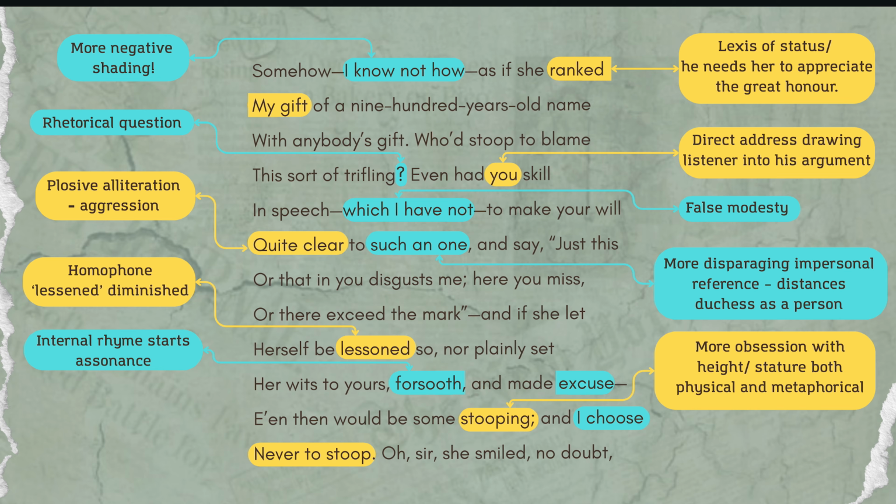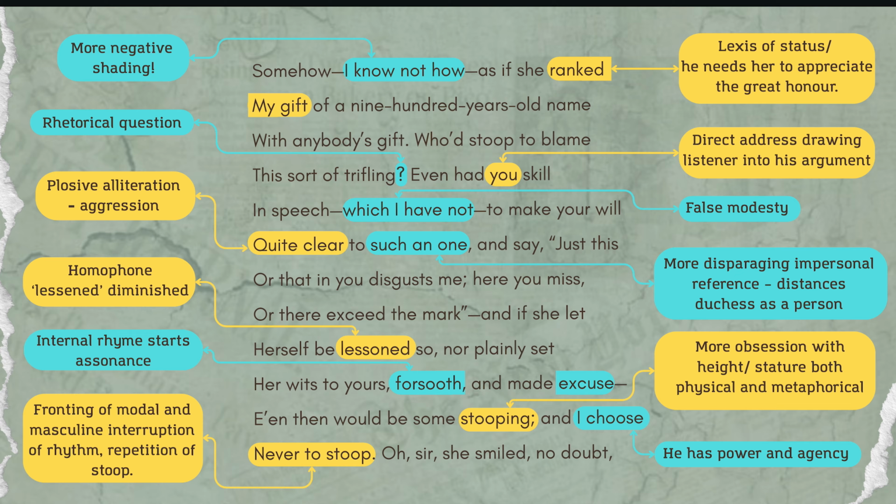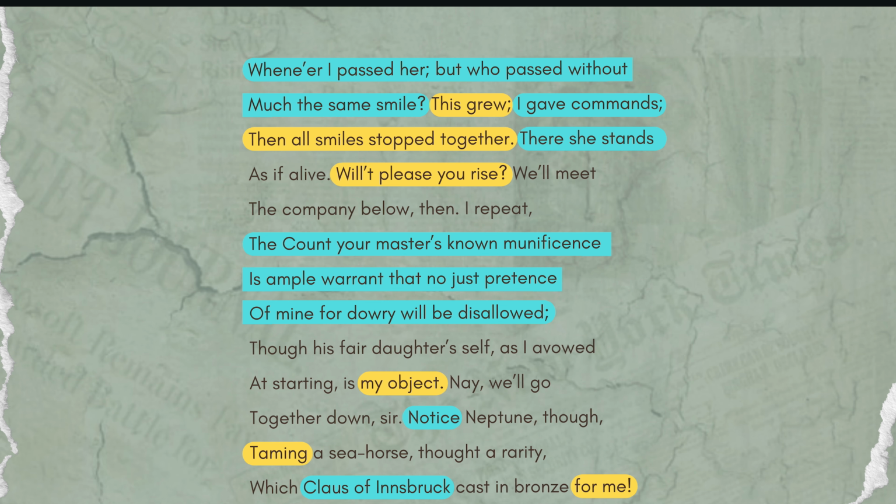And then he says, and I choose. He has the power and agency. The Duchess does not. I choose. And then we've got that masculine interruption, never to stoop. So we've got the fronting of this modal, the masculine interruption of the rhythm and the repetition of stoop. He's really, really making his point very, very clear. And then he talks about his insecurity.